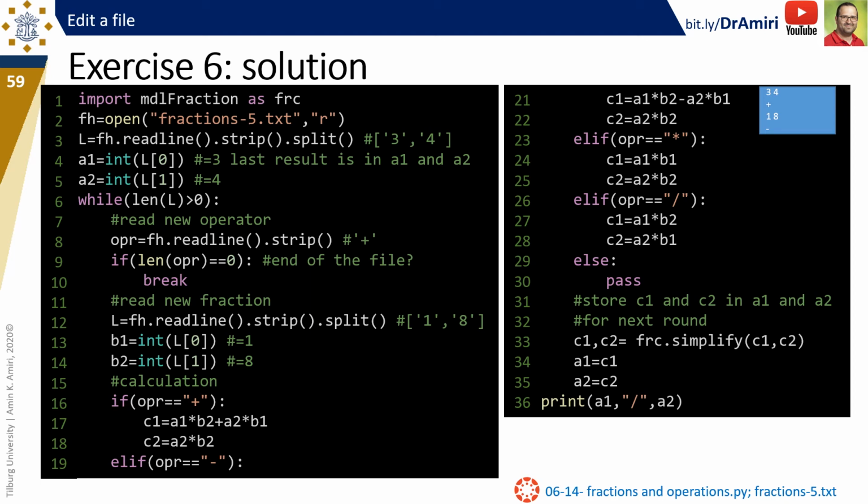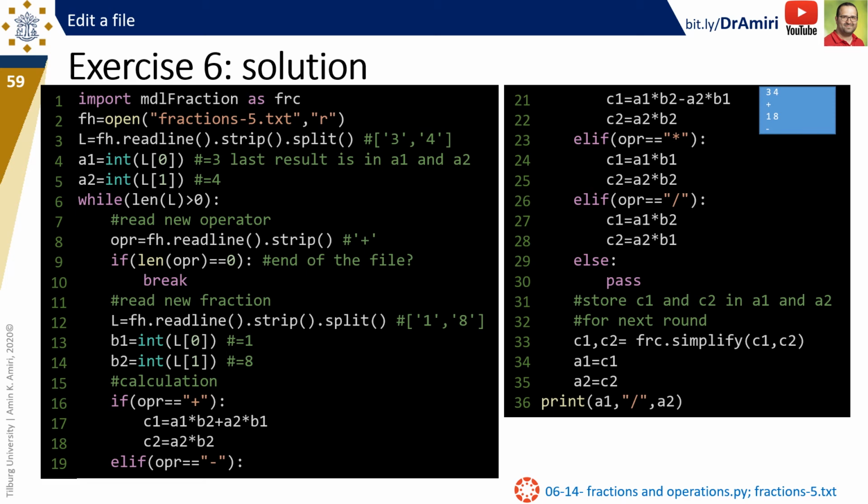So, doing the operation, the result is stored in C1 and C2. Now I use the simplify function that I created in the file MDL fraction in the previous video to simplify these two fractions, C1 and C2. Then I place the outcome, as I mentioned while explaining lines 4 and 5, always in A1 and A2 to be prepared for the next operation.